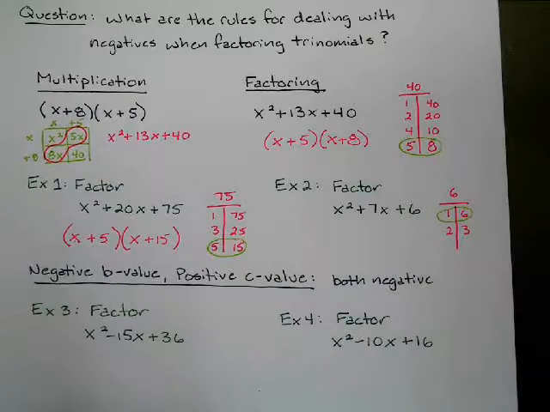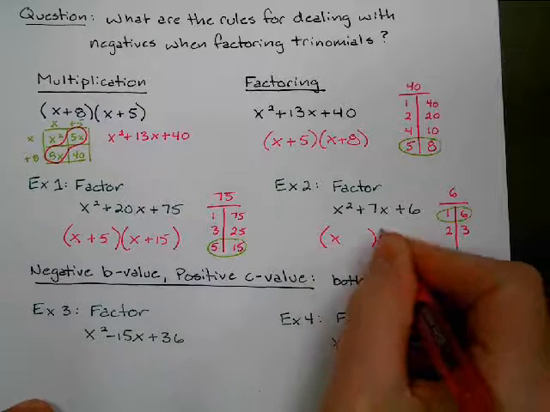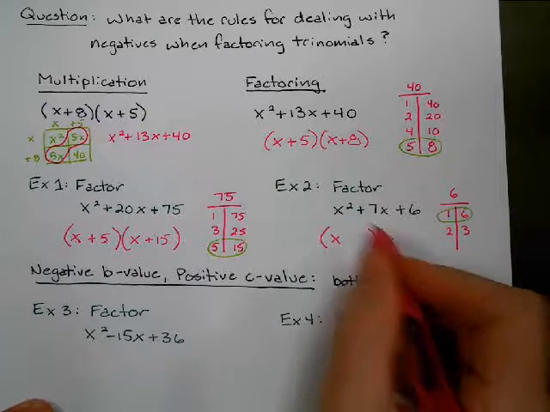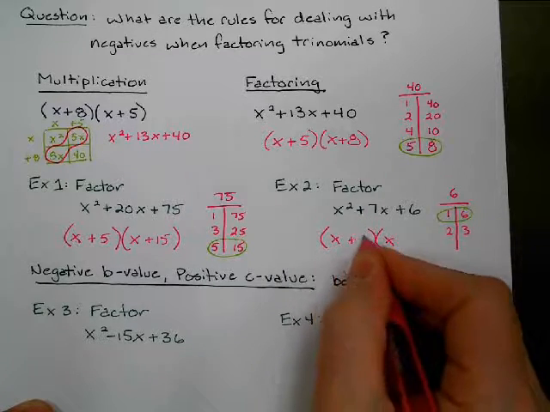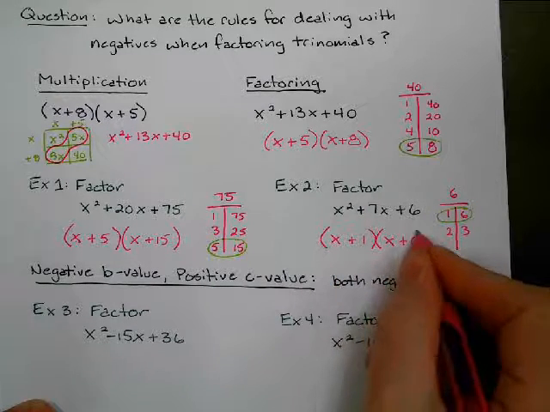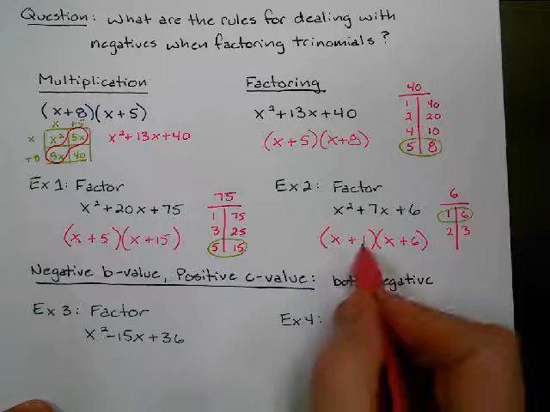So we're going to start our parentheses with x, because x times x is x squared. And then we're going to do x plus 1 and x plus 6. Because when you multiply it, you get 6. When you add it, you get 7.